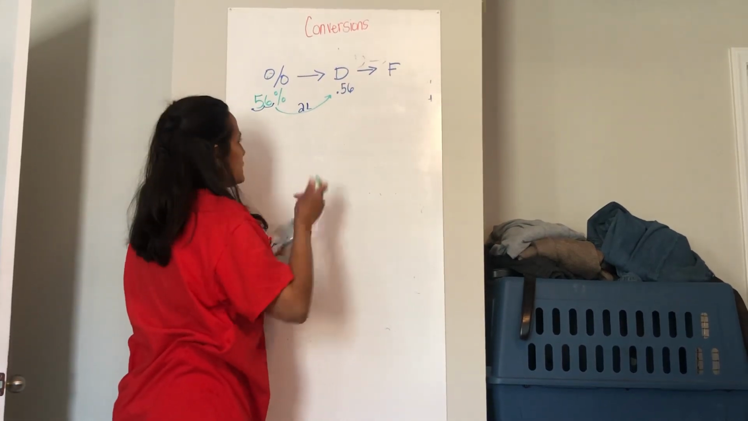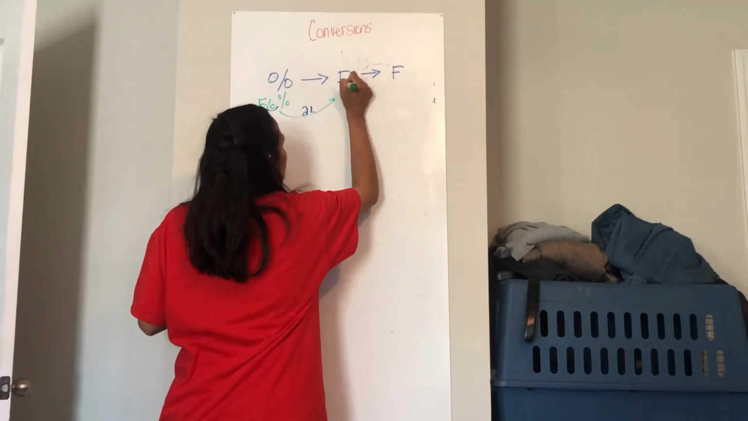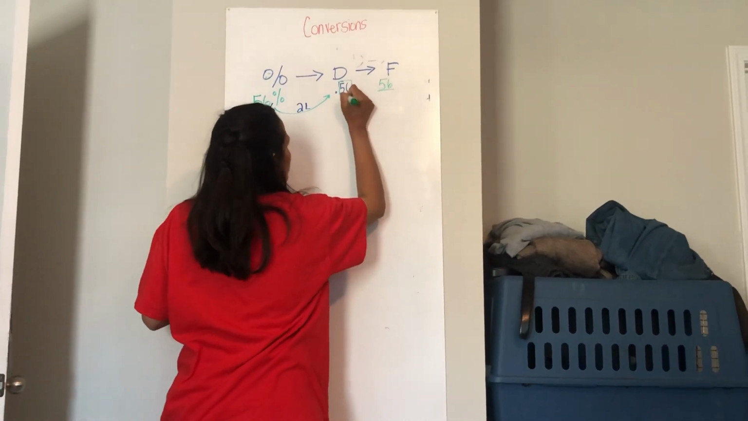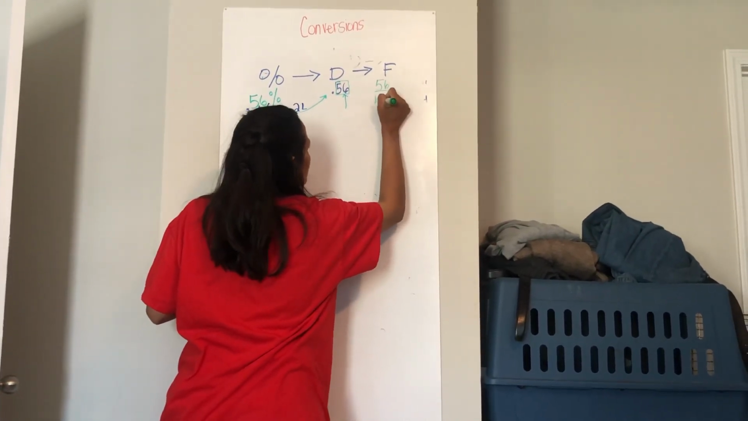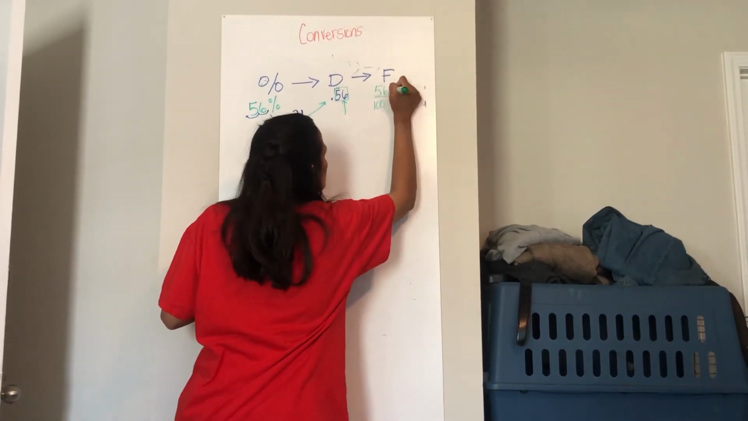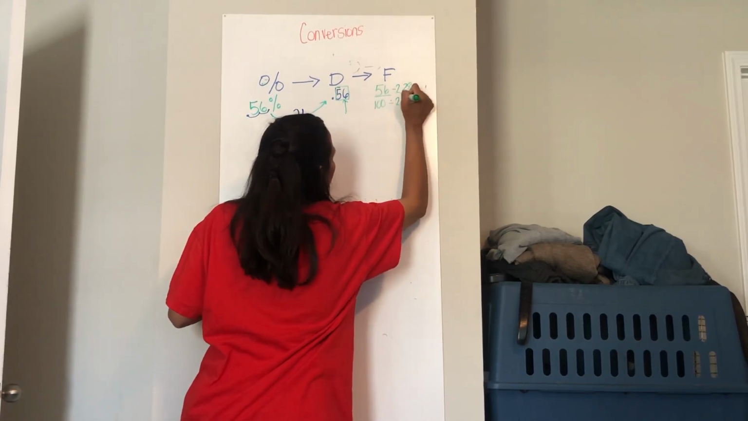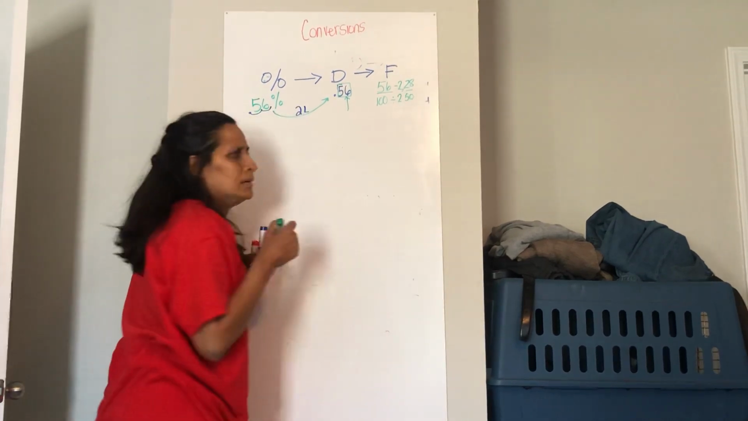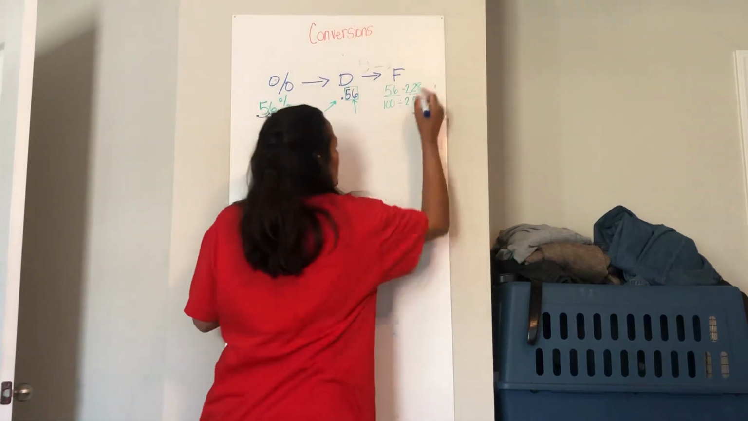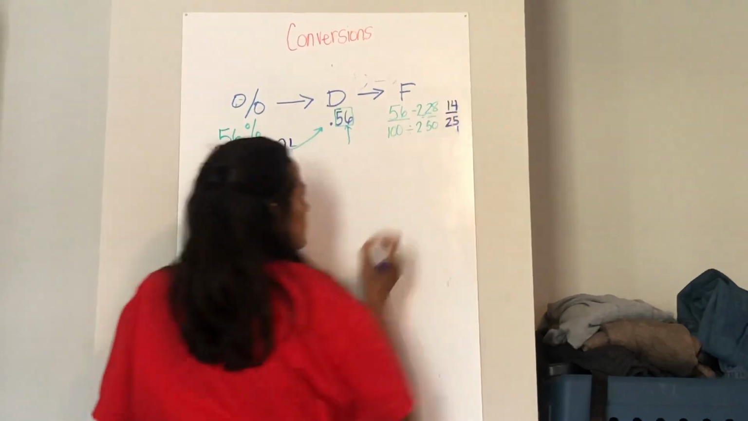Then, to take this as a fraction, this becomes my numerator, 56. And the place value of that 6 is 100. And then I will reduce, which becomes 28 over 50. Okay, now I can reduce that again, and that will become 14 over 25.